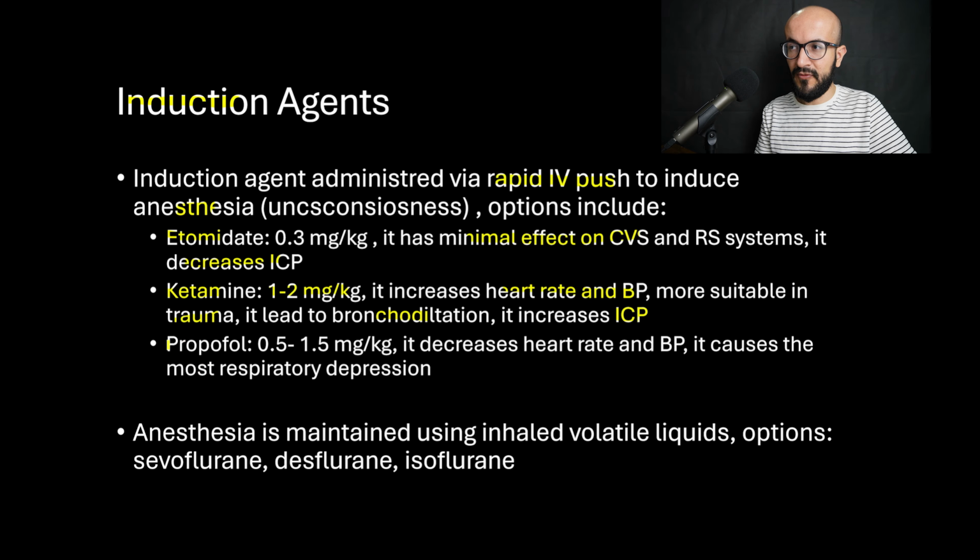And we also have propofol, which is dosed as 0.5 to 1.5 milligrams per kilogram, and propofol decreases heart rate and blood pressure, which is opposite to ketamine, and it causes the most respiratory depression out of the 3 agents. And since the induction agent has a specific half-life at which the drug stops working, the anesthesia must be maintained using inhaled volatile liquids. Options for these liquids include sevoflurane, desflurane, and isoflurane.